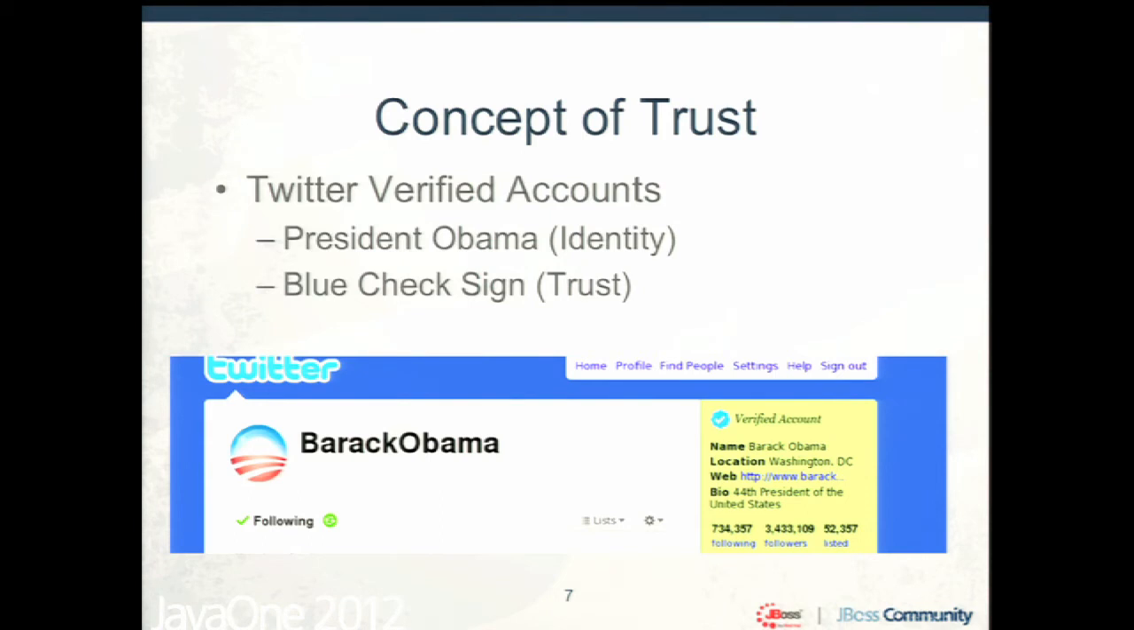Twitter's providing the trust with the blue check sign. So that's a very simple differentiation. When you have your driver's license, the name on the driver's license is your identity, but who is providing the trust that this is valid? It's the Department of Motor Vehicles or any kind of government ID. So there's a very subtle difference between identity and trust, and sometimes people mix and match, and so you just got to know that.